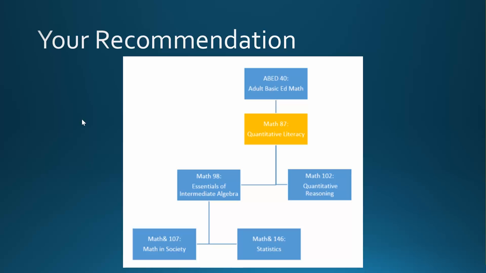Now, because this recommendation was based just on a few math problems done on a single day, you may want to consider the class below or above your Math 87 recommendation instead. If you're concerned that your math background is too weak, you might choose to register for ABED 40, Adult Basic Education Math. ABED 40 focuses on working with and understanding the basic math operations of adding, subtracting, multiplying, and dividing.